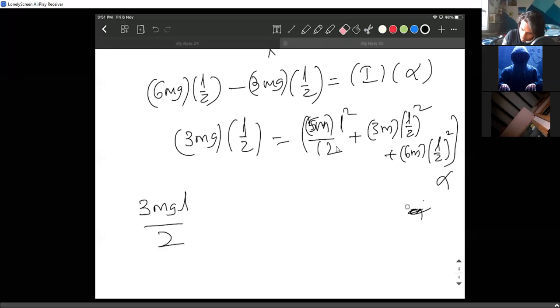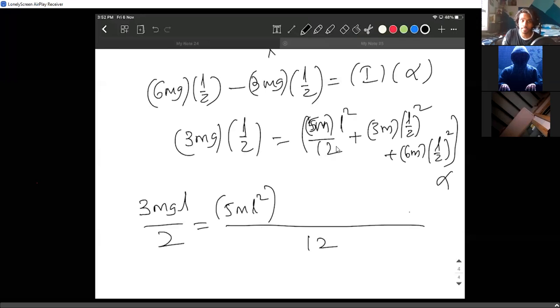let me clean this up. I'm intentionally going slow, guys, because a lot of people find the topic of rotational dynamics very difficult. So 12, 6, 3 is 18 mL² plus 36 mL². Do you all get it this far?